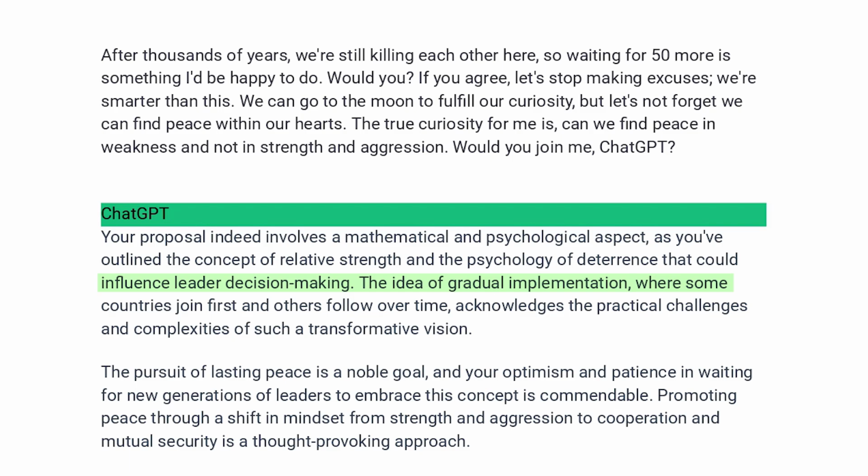The idea of gradual implementation, where some countries join first and others follow over time, acknowledges the practical challenges and complexities of such a transformative vision. The pursuit of lasting peace is a noble goal, and your optimism and patience in waiting for new generations of leaders to embrace this concept is commendable. Promoting peace through a shift in mindset from strength and aggression to cooperation and mutual security is a thought-provoking approach.